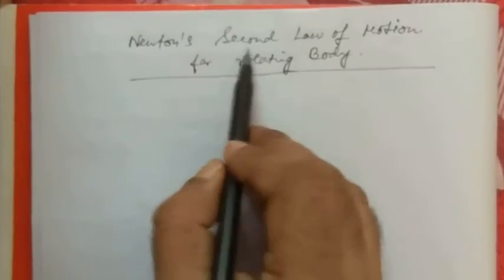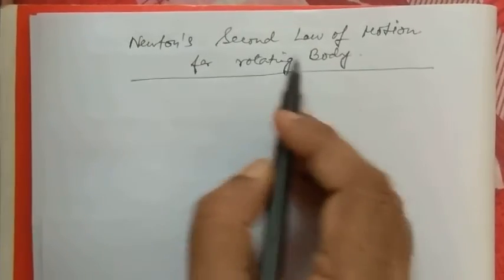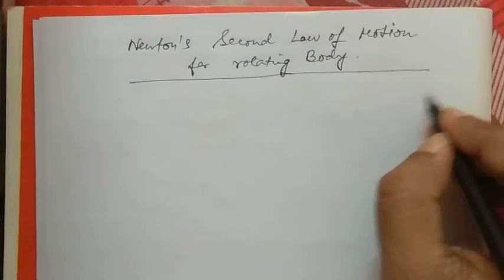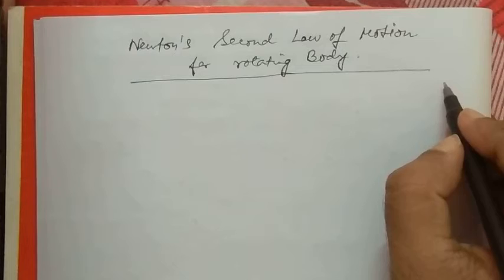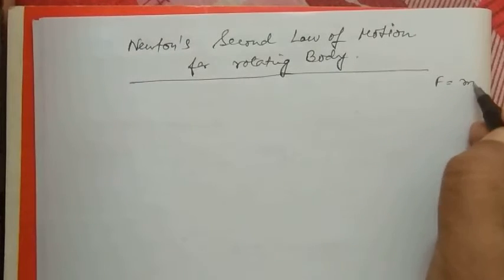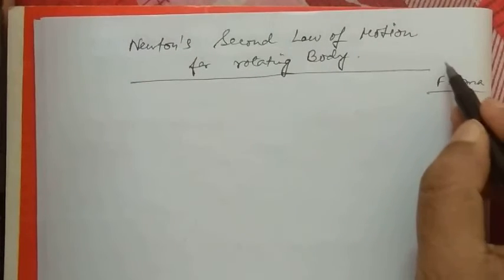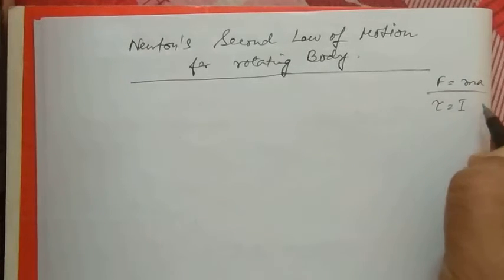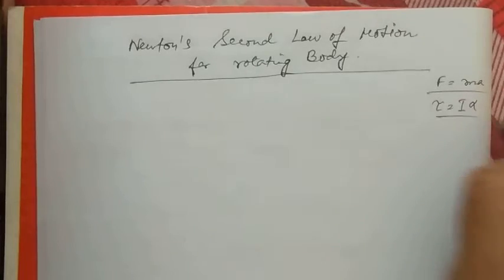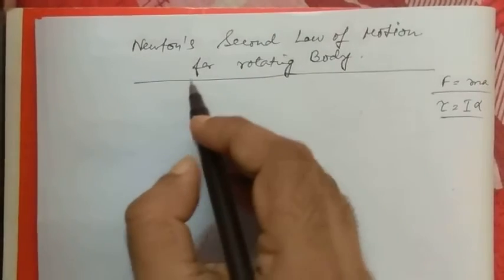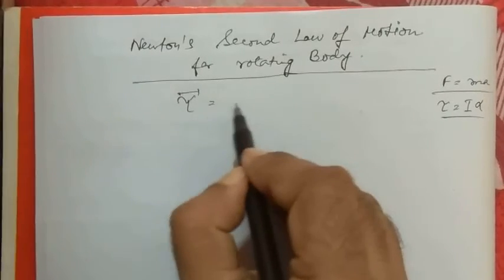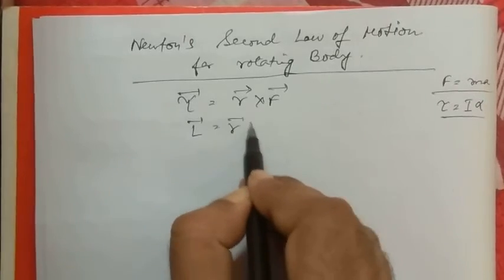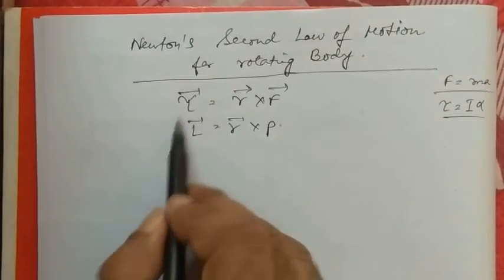Now, Newton's second law of motion for a rotating body. To prove it, just recall what we did in translational motion. For Newton's second law, the derived formula was F is equal to ma. By the rotational analog, instead of F we write tau, instead of m we write I, and instead of a we write alpha. So tau is equal to I alpha. Now two relations we have already learned: tau is equal to r cross F, and L is equal to r cross p. One is the torque, another is the angular momentum.